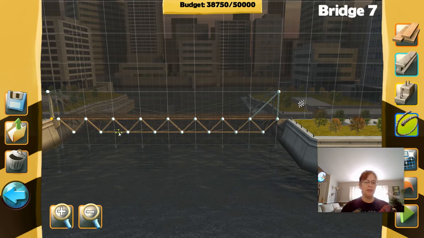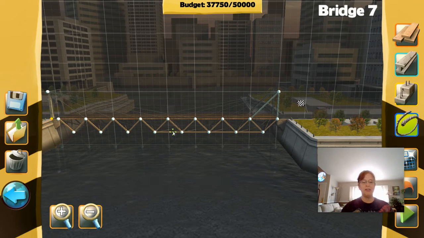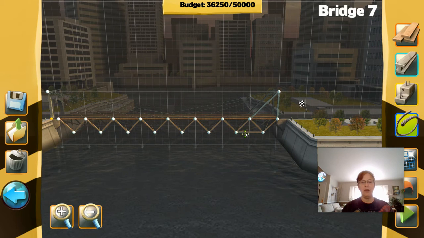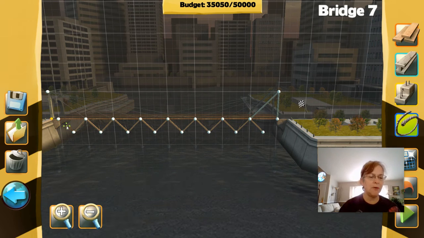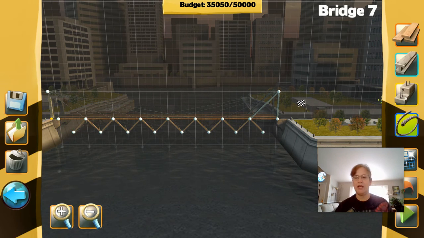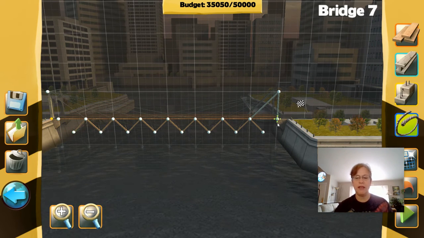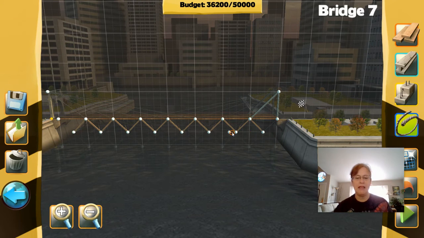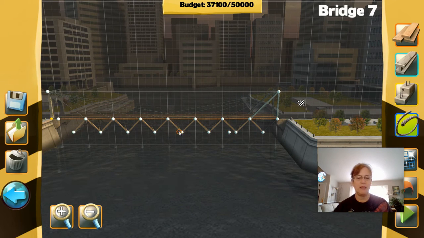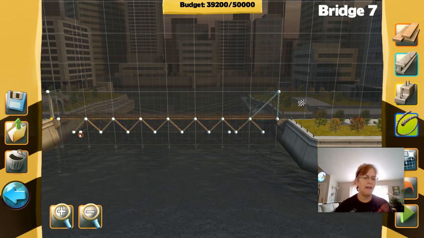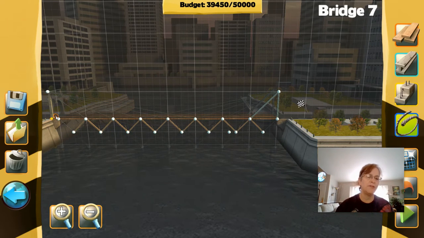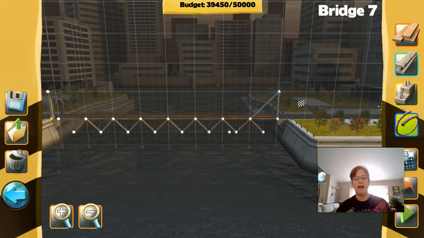So cable is extremely strong and it can be all one piece. So my idea is to try to use cable underneath the bridge. I don't know if it'll work. So let's see if I can connect all these with cable instead of wood, if that will help hold my bridge up at all.